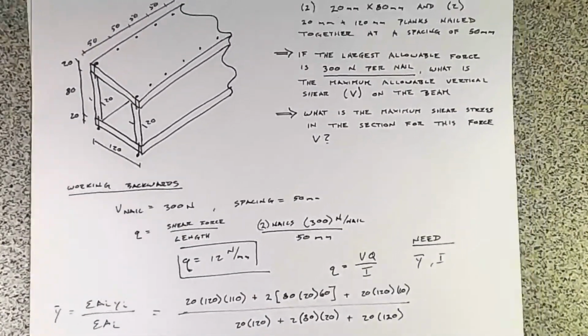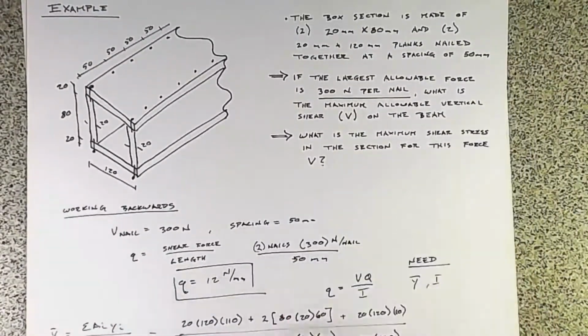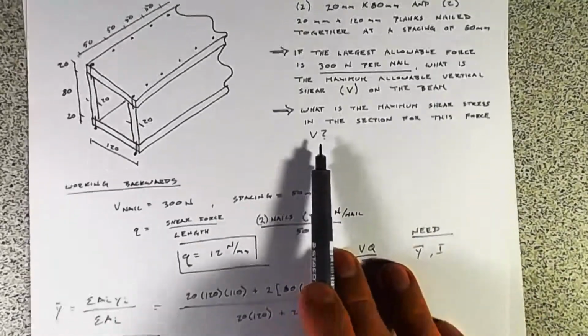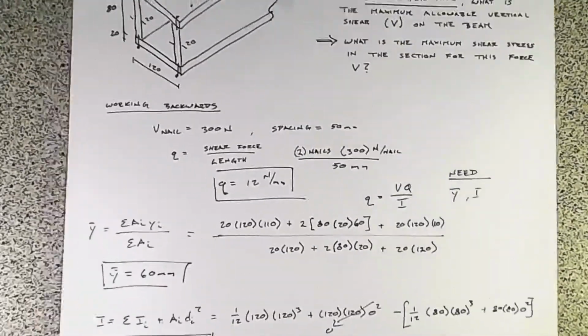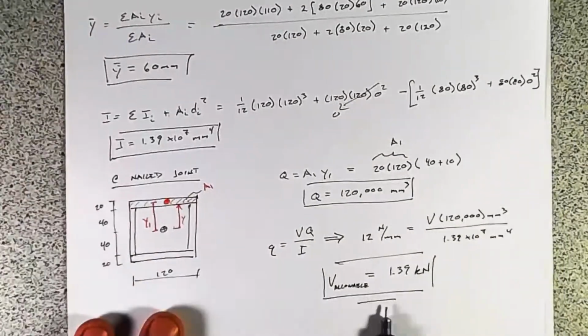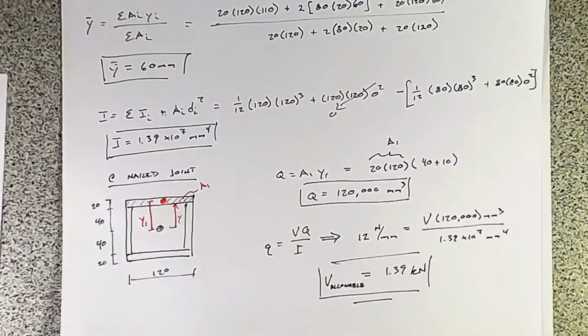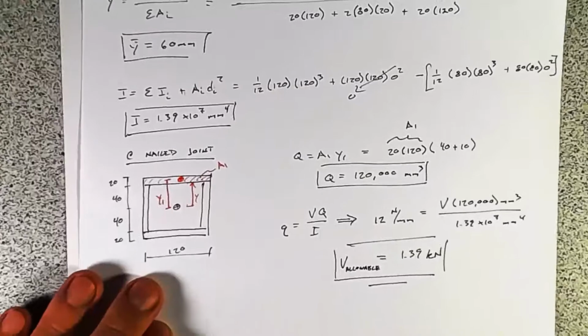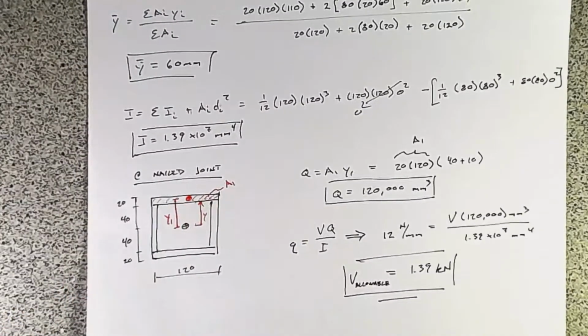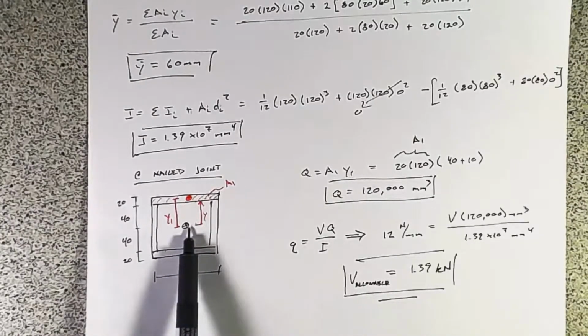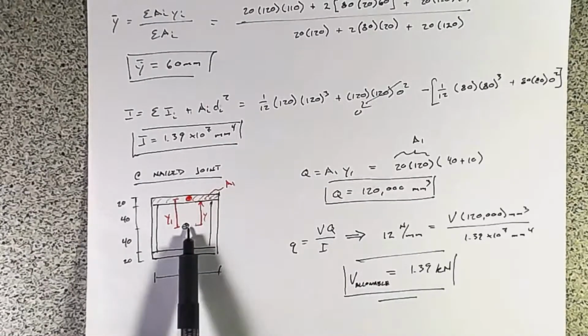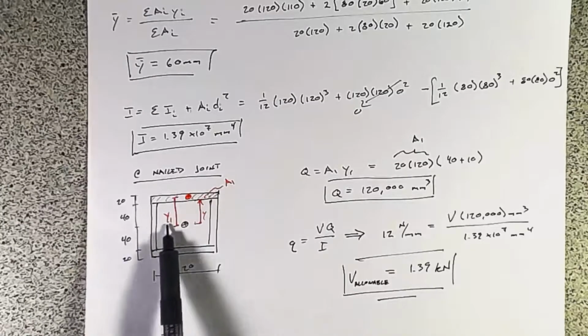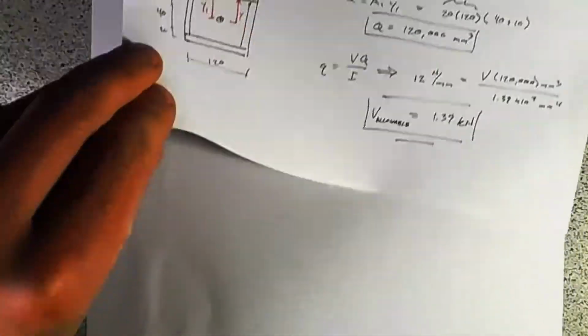So the second part of the question asks, what's the maximum shear stress in the section for this force V? So it wants to know for this allowable shear force of 1.39 kilonewtons, what is the maximum shear stress that we would see in this box section? We know by definition that the maximum shear stress is going to occur at the neutral axis. So really all we have to do is find tau here at the neutral axis. So let's work on that.